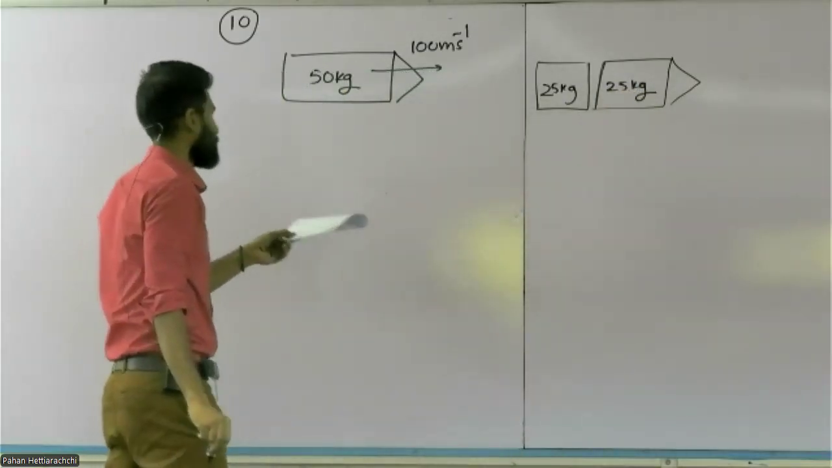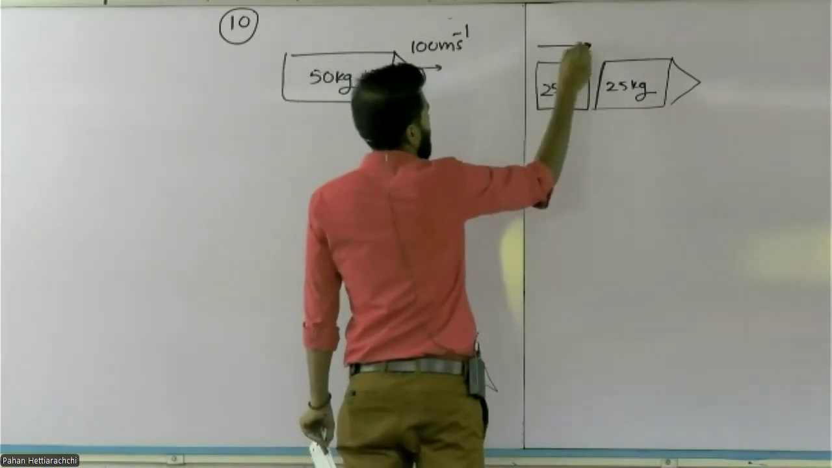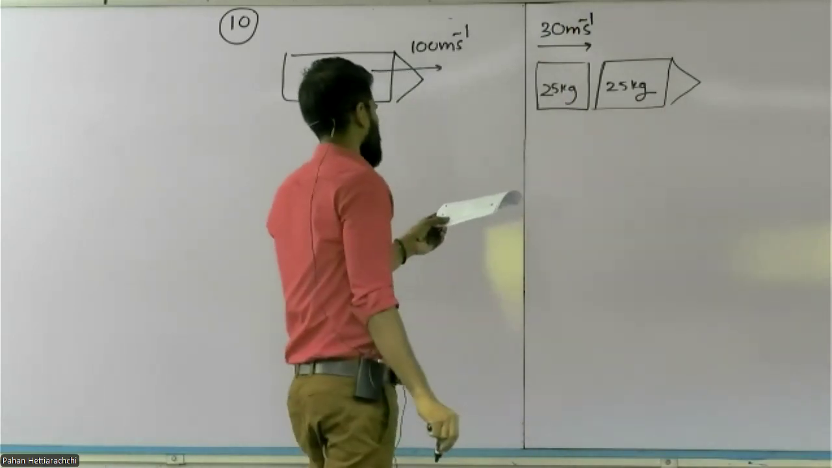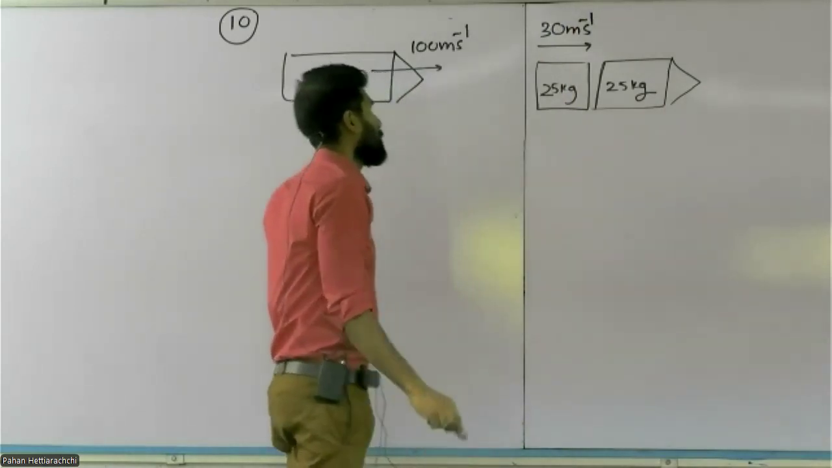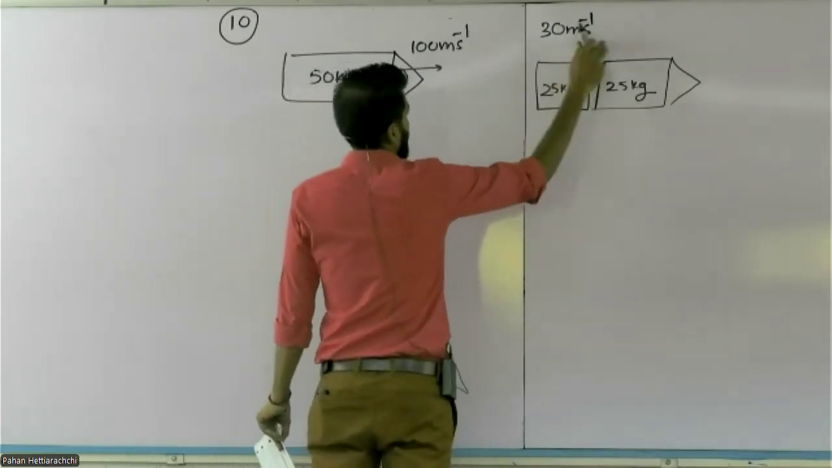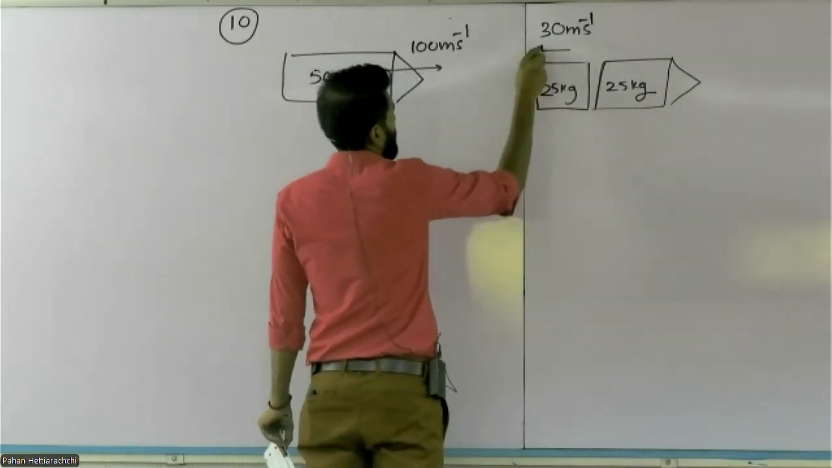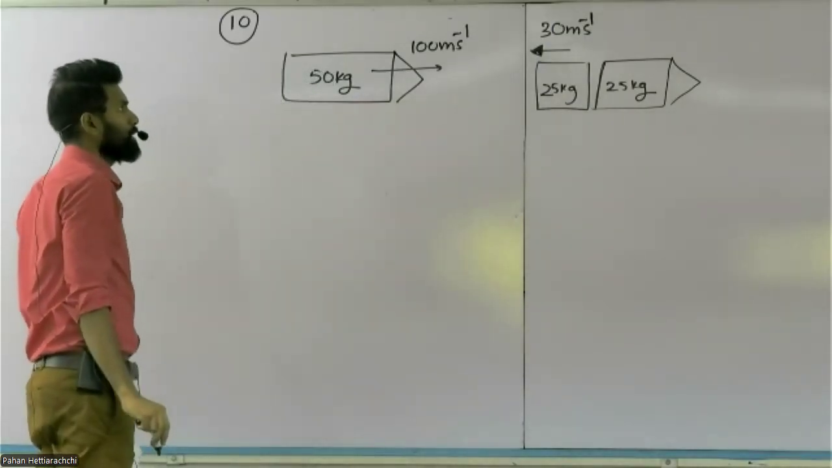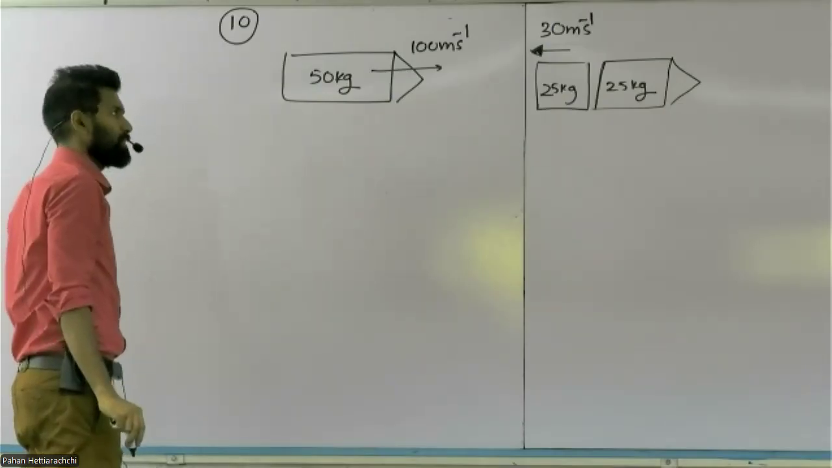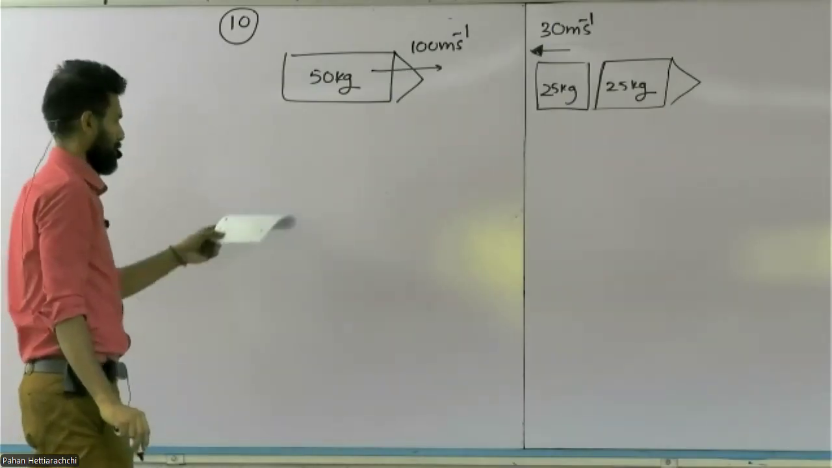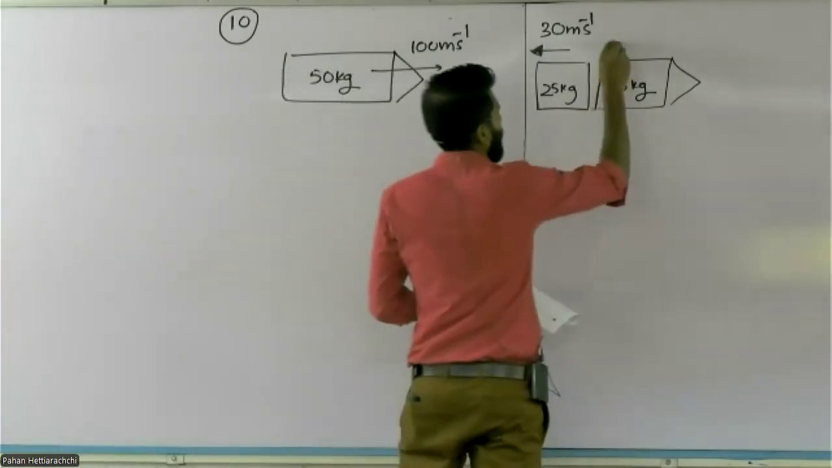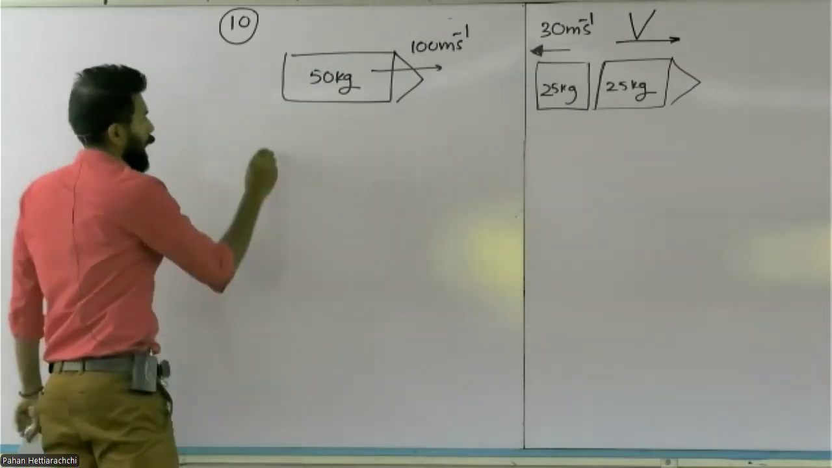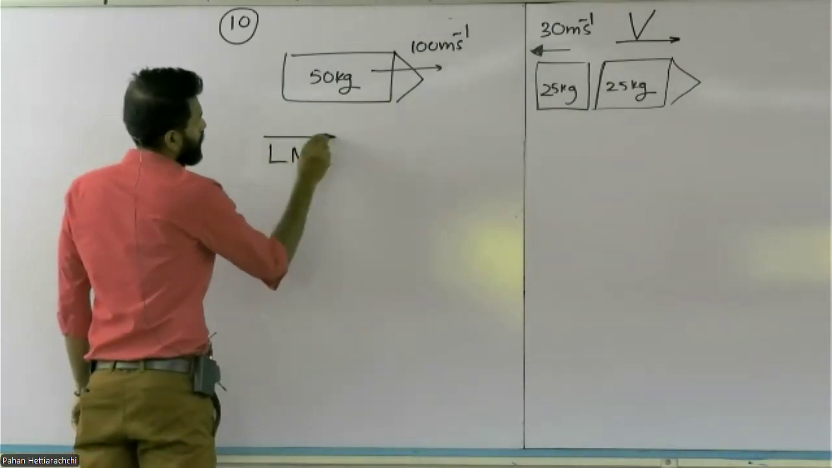One fragment moves at a velocity of 30 meters per second, and it moves in the opposite direction. That's the fact here. After the explosion, one fragment moves in the opposite direction when you consider the initial direction. And you are asked to find the velocity of the other fragment, v. Applying LMC to the initial direction.